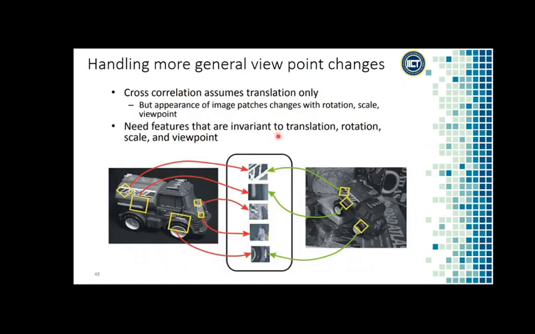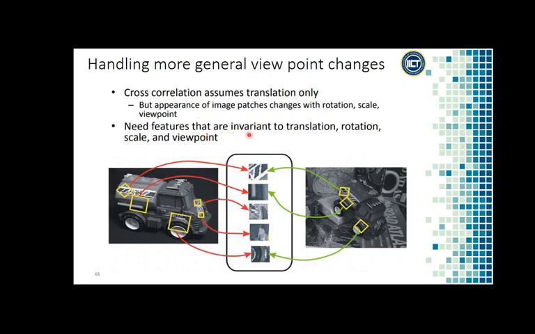Now, handling more general viewpoints cannot be performed through template matching. Cross correlation assumes only translation. If you apply a translation, then of course the cross correlation can be applied for matching. But if the viewpoint changes, like if there is a rotation or a scaling operation performed, then the cross-correlation would not yield better results.